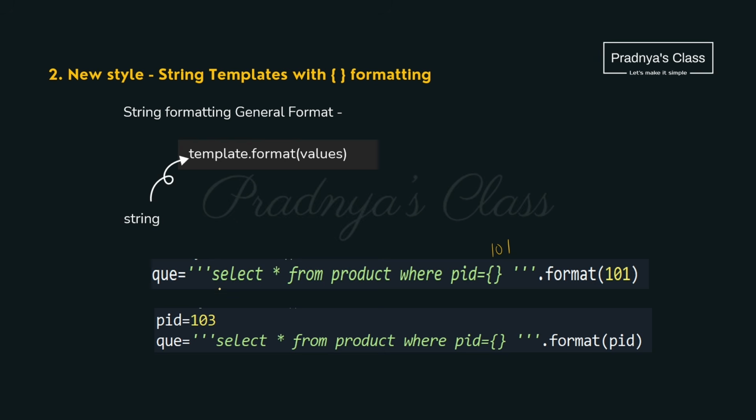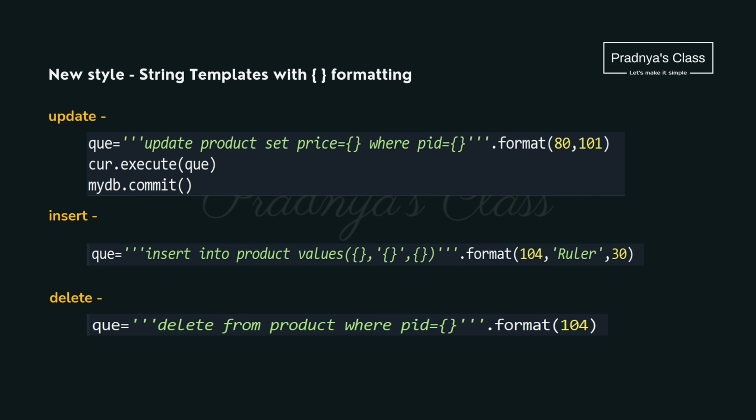Look at the query now. Select star from product where PID equals 101. If that value you are taking in a variable, write the variable name. So use the format method of the string and write the placeholder. Then with that concept you can write any query. Here is the update query, insert query as well as delete. Wherever you want to replace a value, write the placeholder. Note one thing, wherever there is a string value, you will enclose that placeholder in single quotes or double quotes. But always to write a query, use triple quotes to avoid complications.